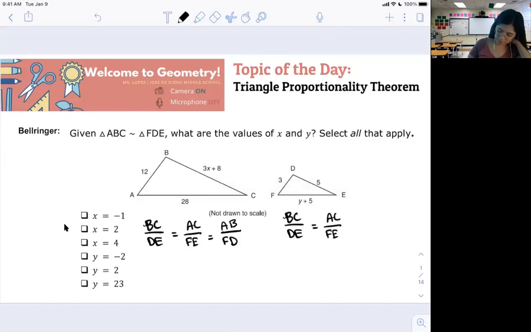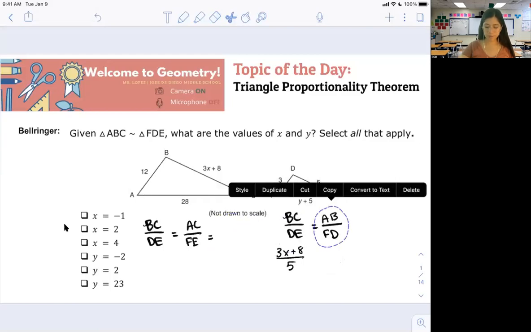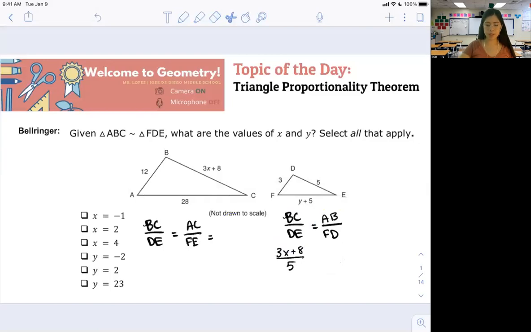3x plus 8 over 5 is equal to 28 over y plus 5. Okay. So someone let me know, is this a good proportion to set up, or should I use two different values? No, I don't think it is, because then we're gonna have to deal with both variables at the same time. This one has x's and y's. So maybe AC over FE isn't the best one to use. Maybe we can use AB and FD. Let's see. So it's that one.